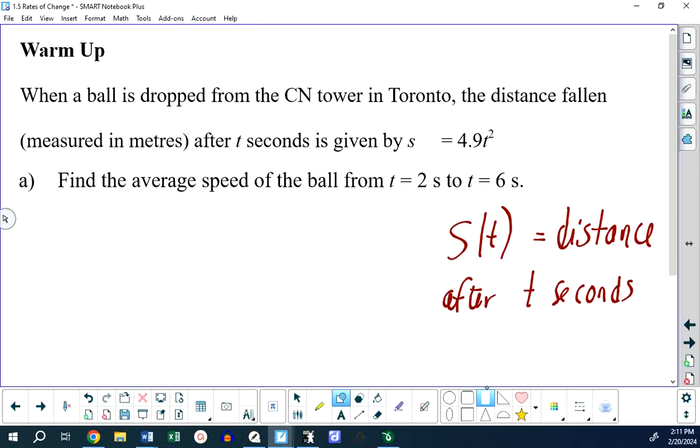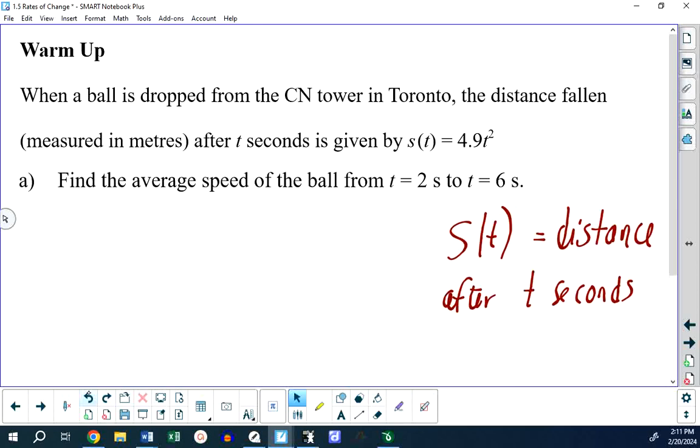But the function notation can be useful at times. So that's the formula for the distance or position. Listen, we don't really get into a big twist today about the difference between position or distance or displacement. It's all the same today. Okay? We'll worry about more complicated things later. Find the average speed of the ball from t equals 2 to t equals 6 seconds.